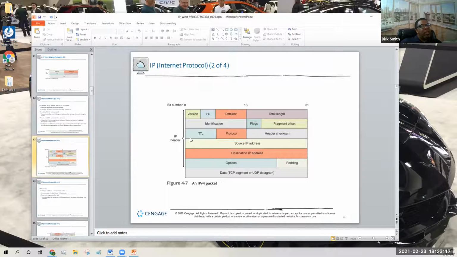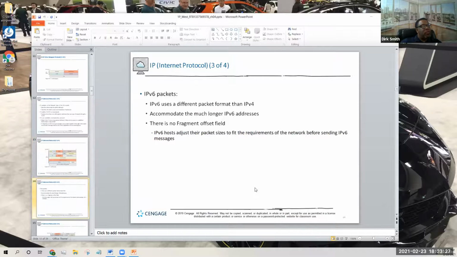As you read the book, it's going to explain a lot of that. And then there's the IP header as it's going across here, and it's doing the checksum and this thing right here. So we'll just move on from there.